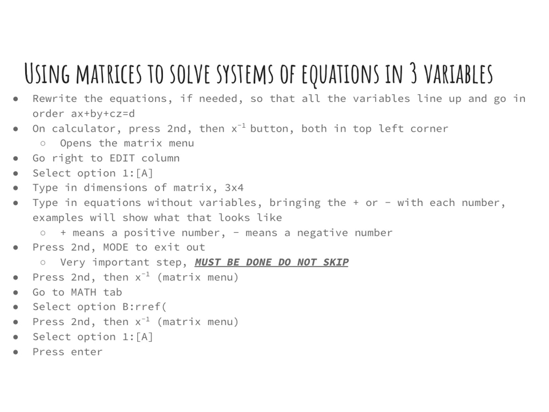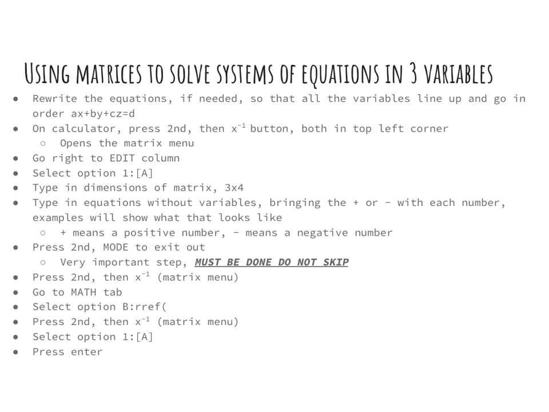So the first thing you need to do is rewrite the equations if needed so that all the variables line up and go in the order ax plus by plus cz is equal to d. Okay, so we need them all to be in that same order, x first, then y, then z, then d. Then you go into your calculator, press the second and then the x to the negative 1 button. They're both towards the top left corner. That opens up our matrix menu.